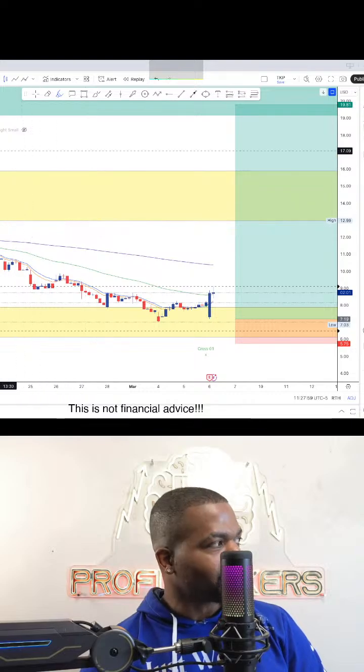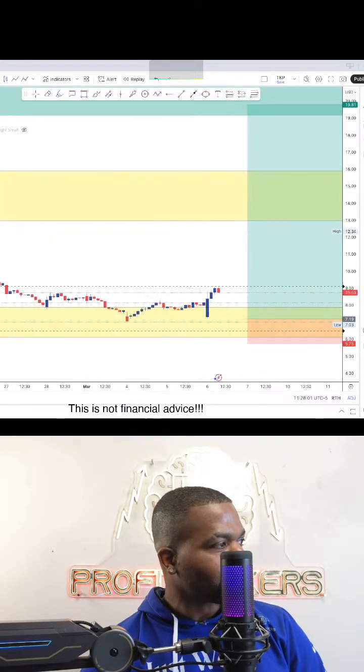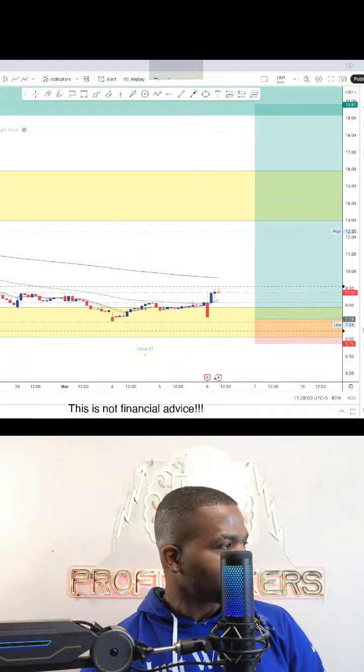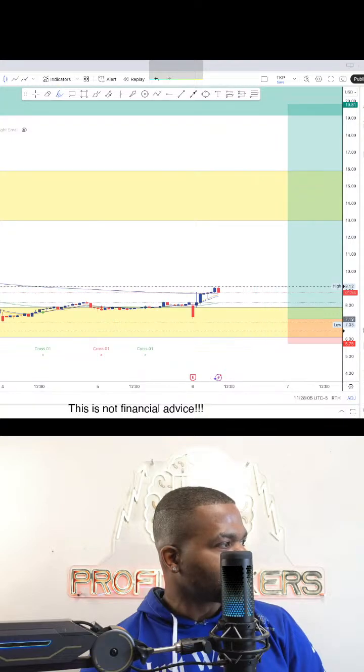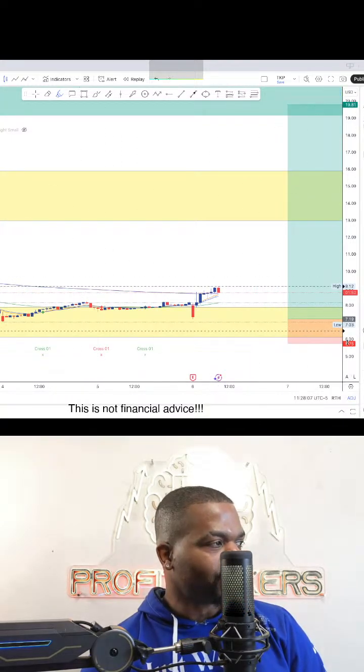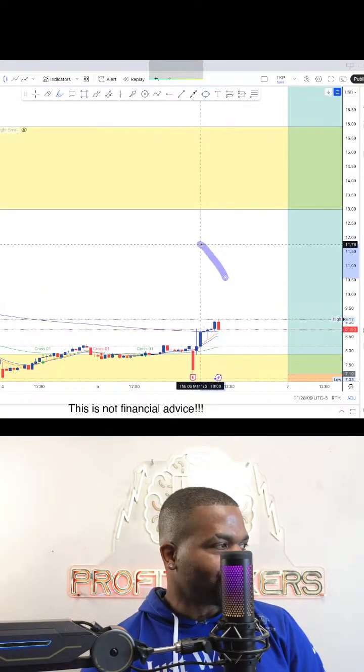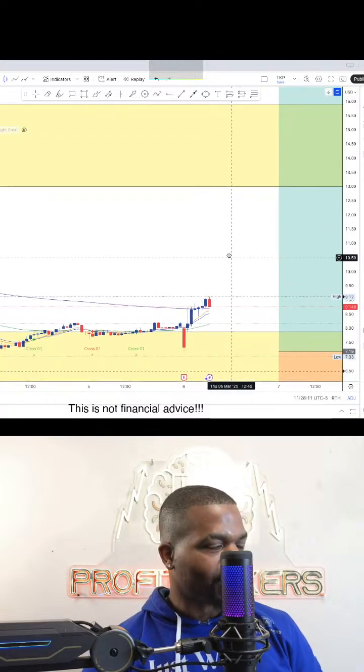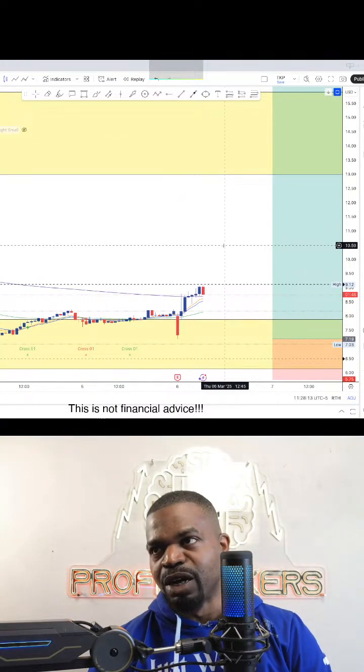Yeah, this looks like this can turn out to be a really nice buy. And you just broke above the 200 EMA on the 15-minute. Yeah, that's gonna be a pretty nice buy.